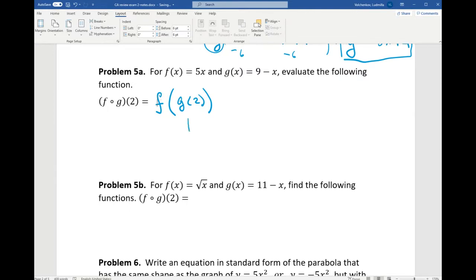It means we first find g of 2, which is 9 minus 2 equals 7. And then we substitute this g of 2 and find f of 7. Now we take the equation of f of x, which is 5x, and substitute 7. 5 times 7 equals 35.